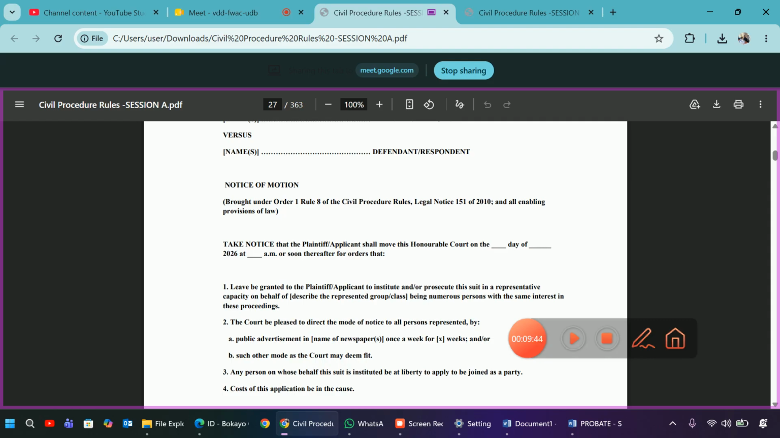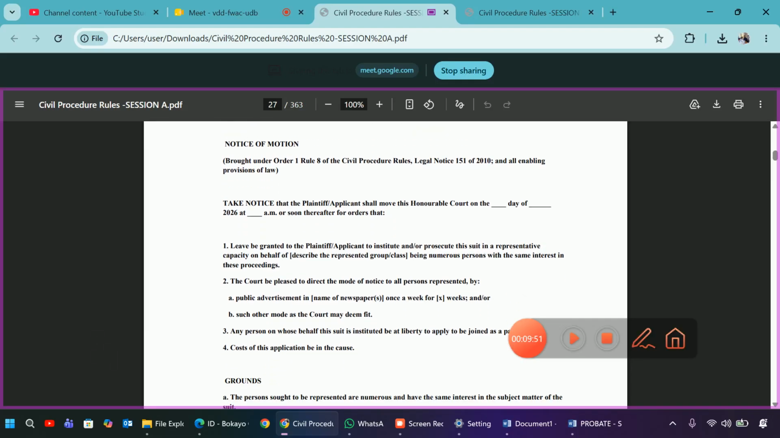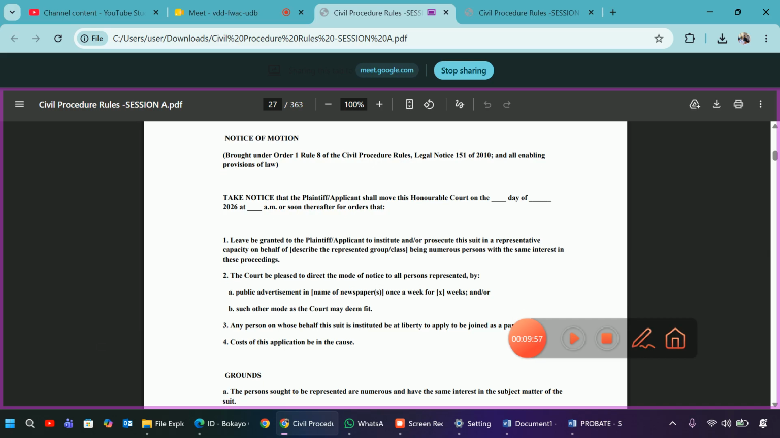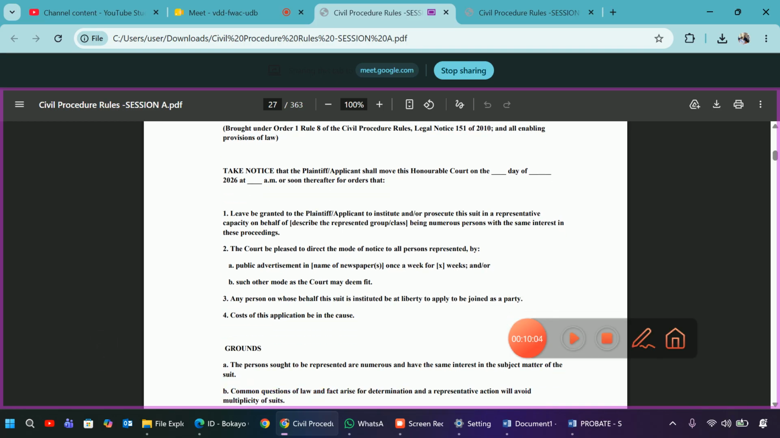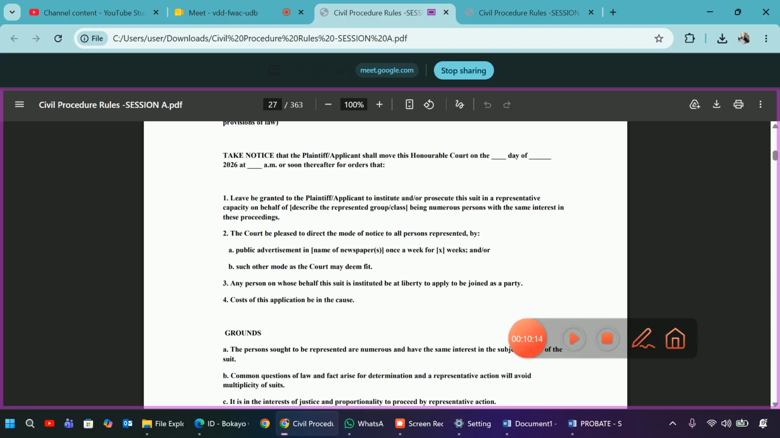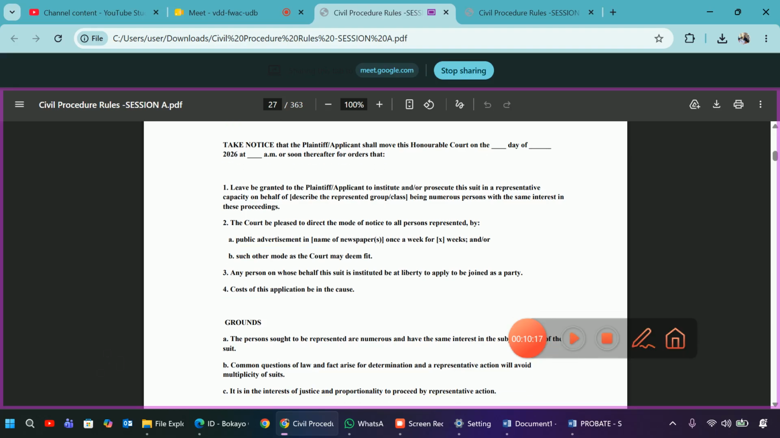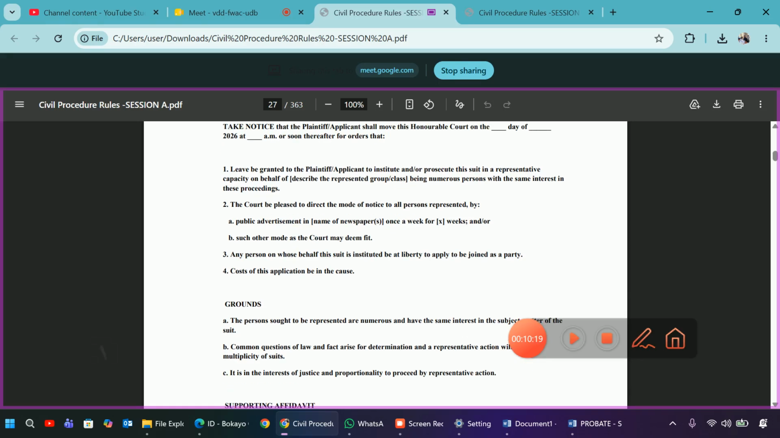Take notice that the plaintiff or applicant shall move this honorable court on this day at this time or soon thereafter for orders that: 1. Leave be granted to the plaintiff or applicant to institute and or prosecute this suit in a representative capacity on behalf of, describe those people, being numerous persons with the same interest in these proceedings. 2. The court be pleased to direct the mode of notice to all persons represented by public advertisement or such other mode as the court may deem fit. 3. Any person on whose behalf this suit is instituted be at liberty to apply to be joined as a party.